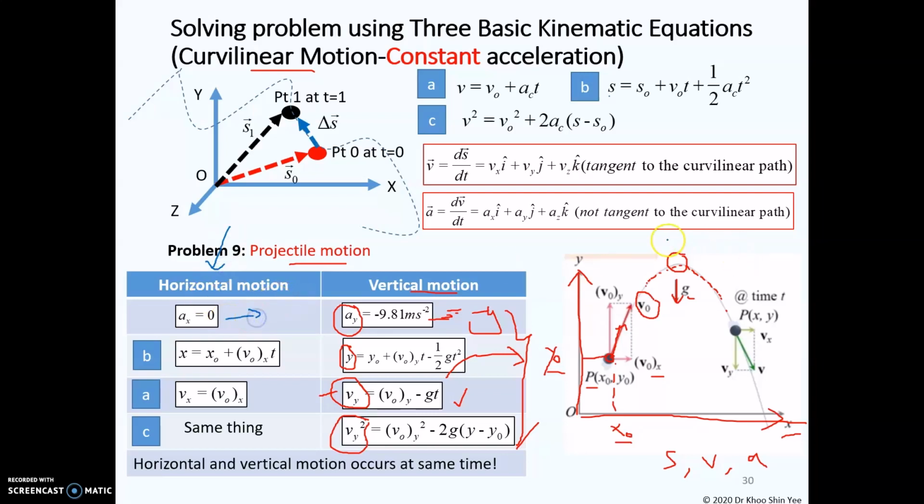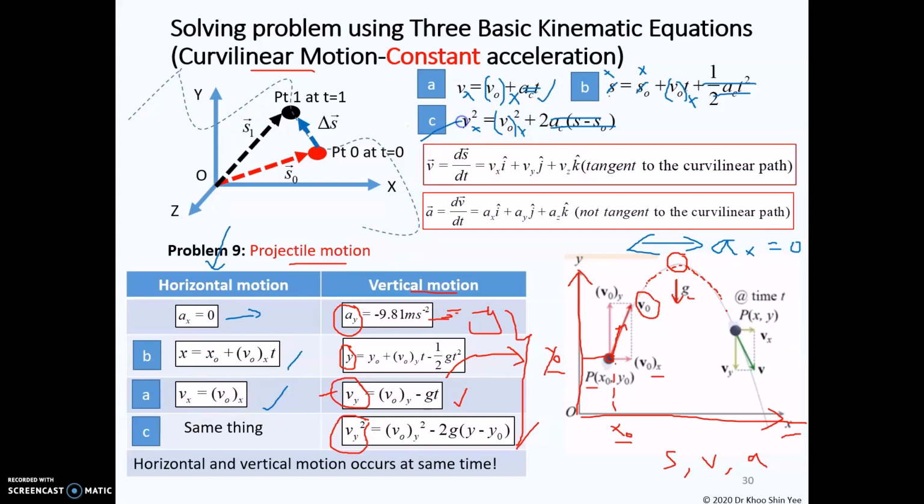So for the acceleration, you see there is no force acting on the ball in the horizontal direction. Therefore, the acceleration in x direction will be equal to 0. Since the acceleration is 0, then this term here can be equal to 0. Let's substitute the displacement to be x, initial displacement to be x0, initial velocity to be v0x, then you can obtain this equation. And then substitute velocity to be vx, initial velocity to be v0x here. Then you should obtain this equation.